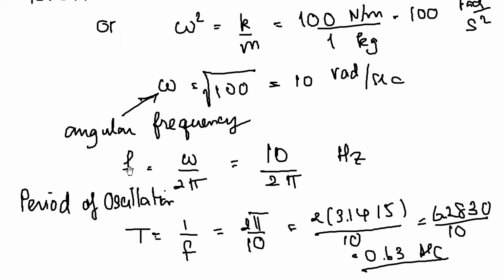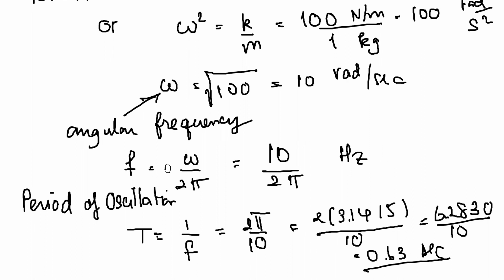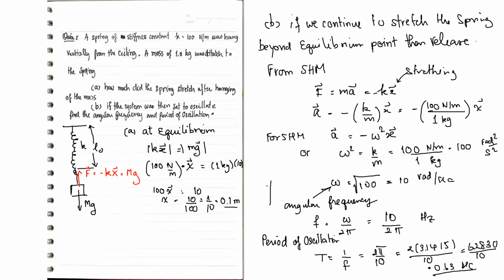So the frequency is omega divided by 2 pi, or 10 divided by 2 pi. And the period of oscillation is 2 pi over 10. So the period is 2 times 3.1415 divided by 10, and you get 6.28, or rather 0.628 seconds, as the period of oscillation.